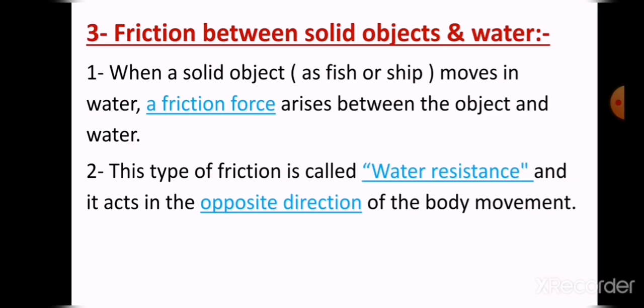Okay? Now we will talk about type number 3. It's the last type of the friction force, the friction between solid objects and water. Before studying this type of friction, we must know what it means by the friction between solid objects and water. It means that when any solid object moves through water, like fish, like ship, the friction arises.